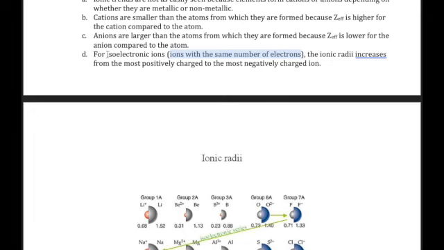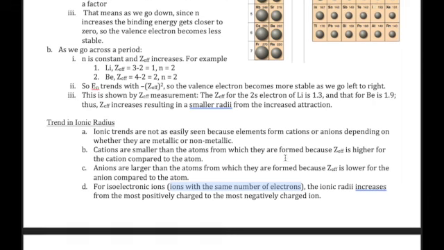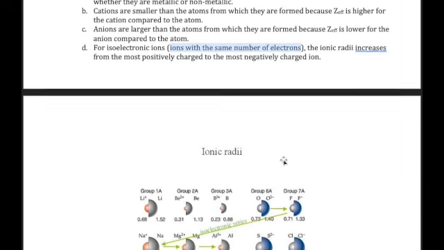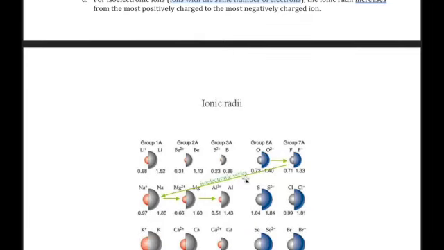Now we have something called the isoelectronic set of ions, which just means ions with the same number of electrons. The word iso means the same. If they have the same number of electrons, that means all that matters is just the Z, or the number of protons in each of those ions. So for example, here's a series of isoelectronic ions: oxide, O2 minus, fluoride, F minus, sodium plus, magnesium 2 plus, and aluminum 3 plus. They all have 10 electrons.